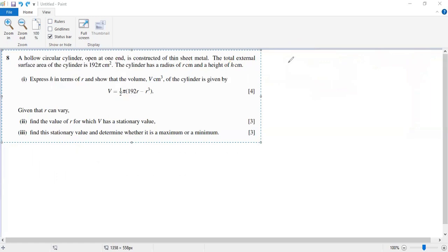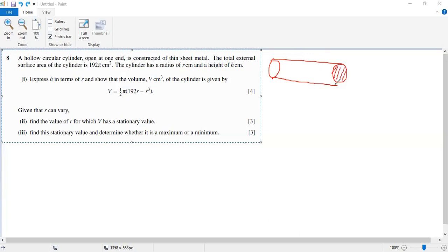Okay, let's begin with question number 8. A hollow right circular cylinder open at one end is constructed of a thin metal sheet. The total external surface area of the cylinder is 192 pi.